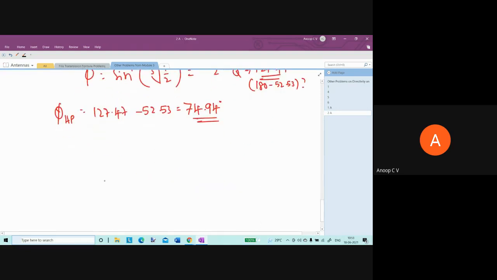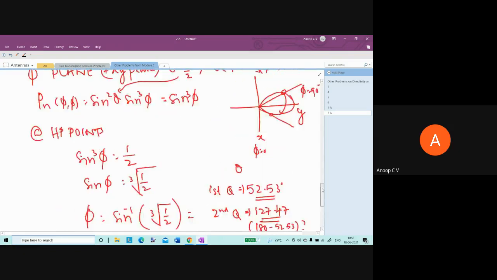So what we have to do is, directivity is approximately equal to 41253 divided by theta HP, which is 90 degree, times phi HP, which is 74.94 degree. What is the value of this? 6.116. So this is the approximate value. That's it. And similarly, in the other case also, you try to do the same thing.